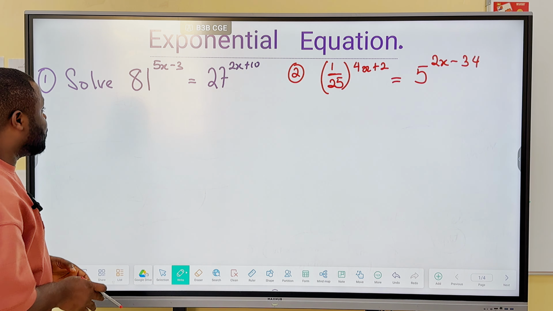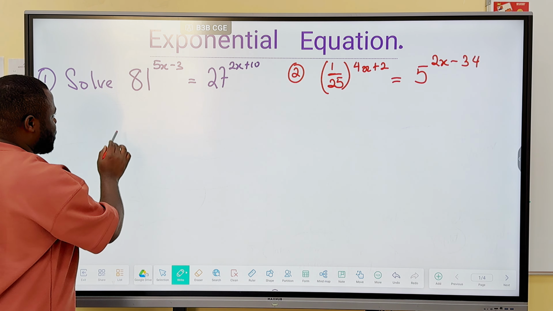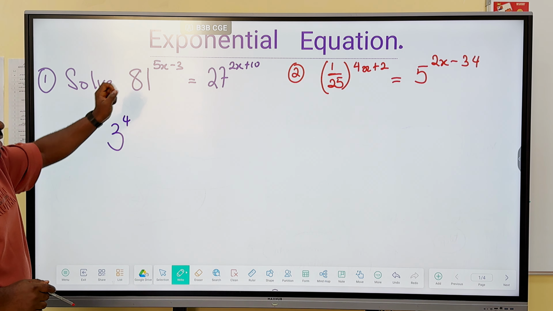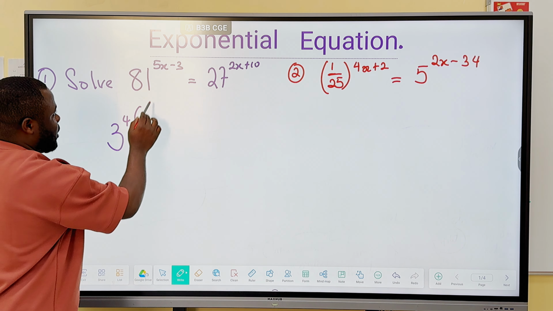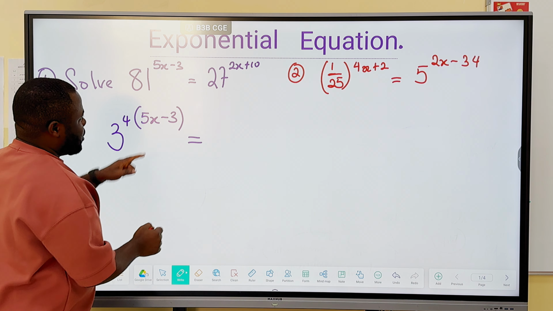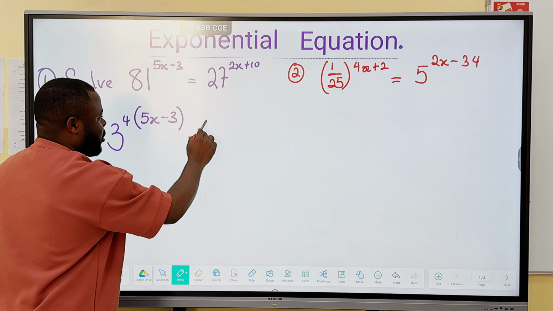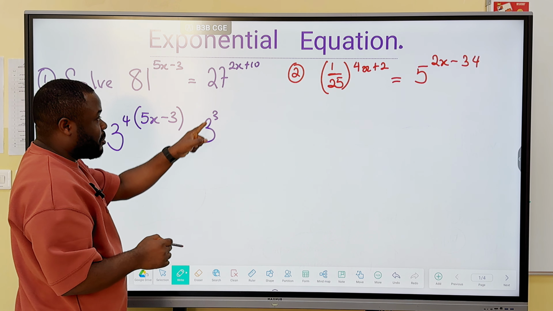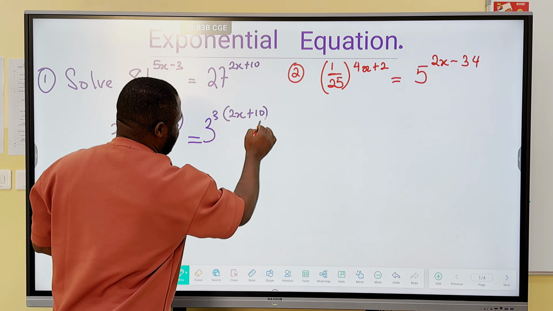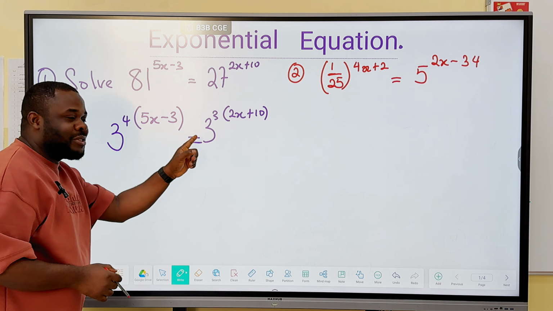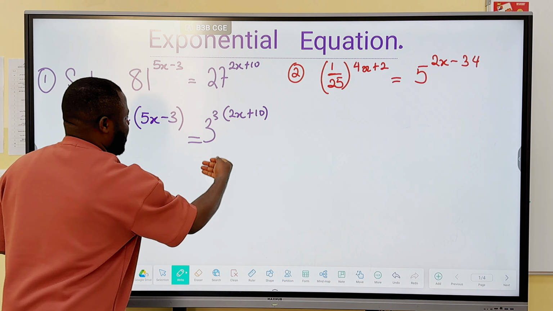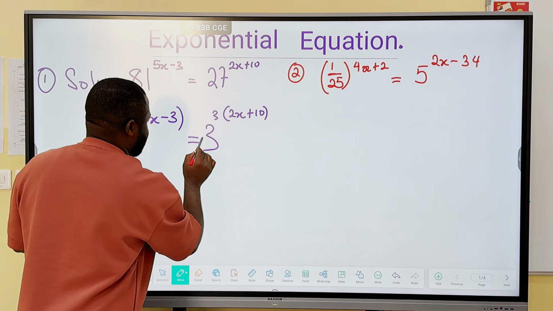What we have to do is easily convert these two. We say this is 3 power 4, because 3 power 4 is 81. So you now say this is to the power 5x minus 3, and then after the equal sign we have 3 power 3, because 3 power 3 is 27, to the power 2x plus 10. So you have made both the right hand side and the left hand side the same base. Let me write this properly.